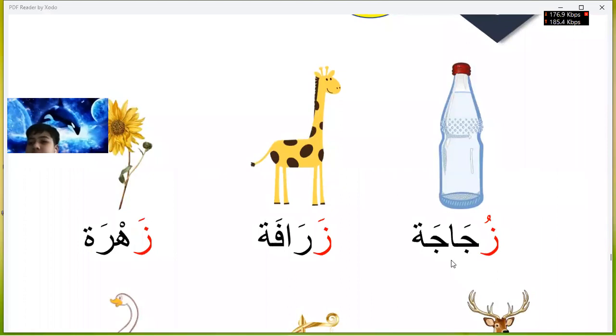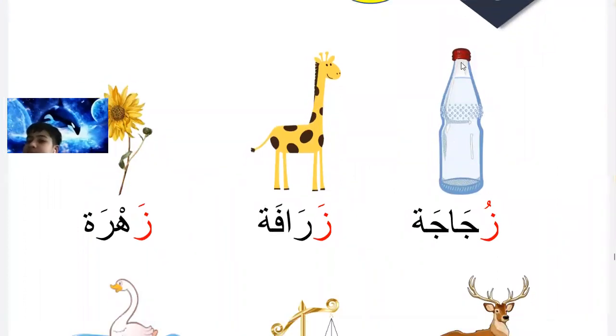So, Zujaja. Bottle. Okay. Zarafa. Giraffe. Zahra. Zahra, sunflower. Just flower, only flower. Okay.